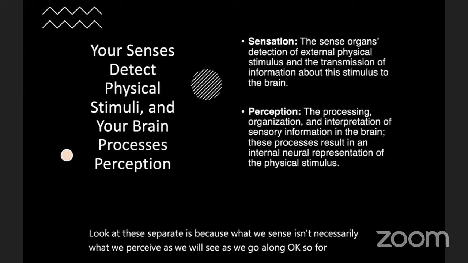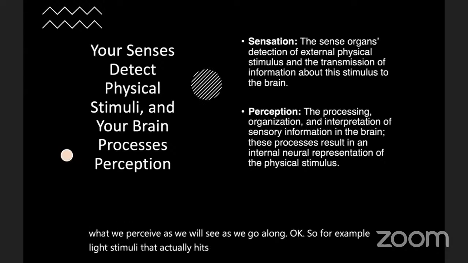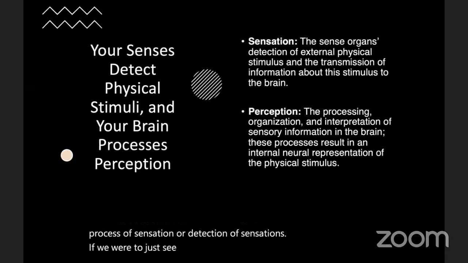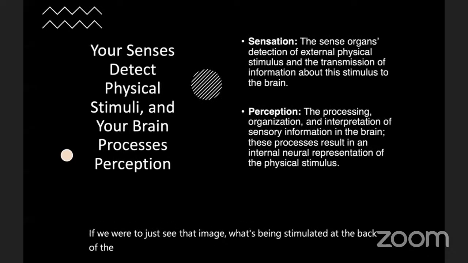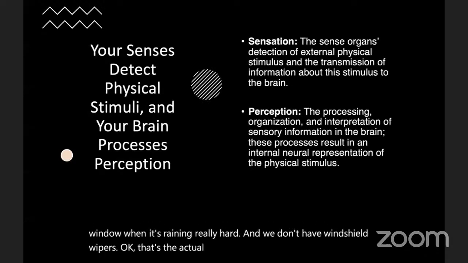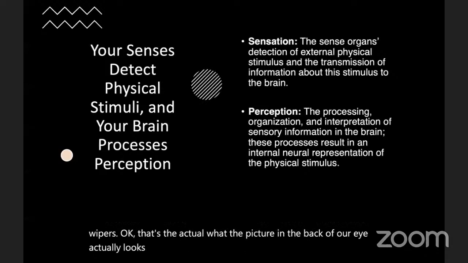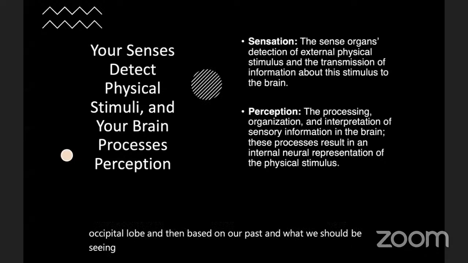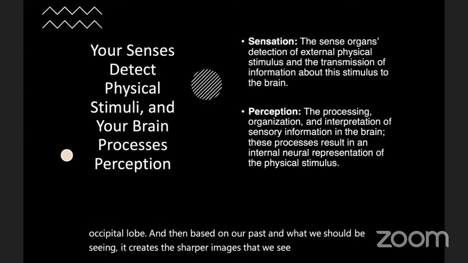So, for example, light stimuli that actually hits the back of the eye and starts the process of sensation or detection of sensations. If we were to just see that image, what's being stimulated at the back of the eye, our eye acuity would be about the same as looking out a window when it's raining really hard and we don't have windshield wipers, okay? That's what the picture in the back of our eye actually looks like. But then that information is sent to the occipital lobe, and then based on our past and what we should be seeing, it creates the sharper images that we see visually, okay?